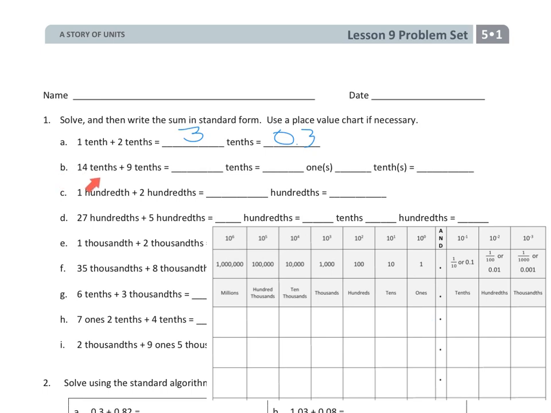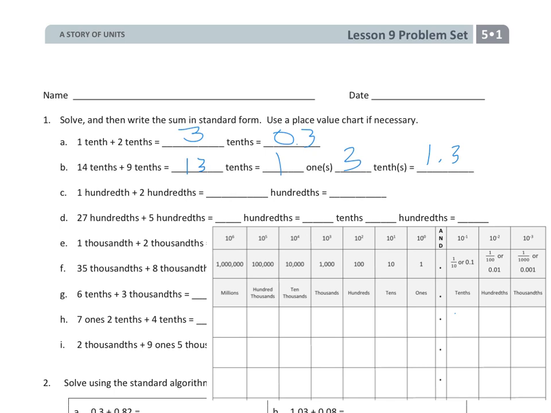1B, 14/10 plus 9/10. So we need to figure out how many tenths that would be. So adding 14 plus 9, that's going to give me 13. So I have 13/10, which means if I put 13/10 on the place value chart, that 1 needs to come over into the ones column, and that 3 stays in the tenths. So we have how many ones? We have 1 one. How many tenths do we have? We have 3/10. So as standard form, we write it as 1.3.